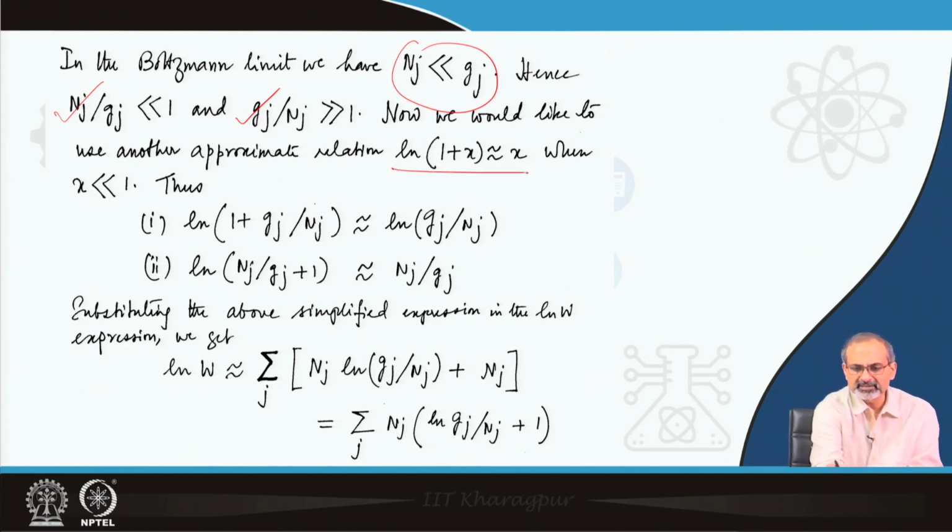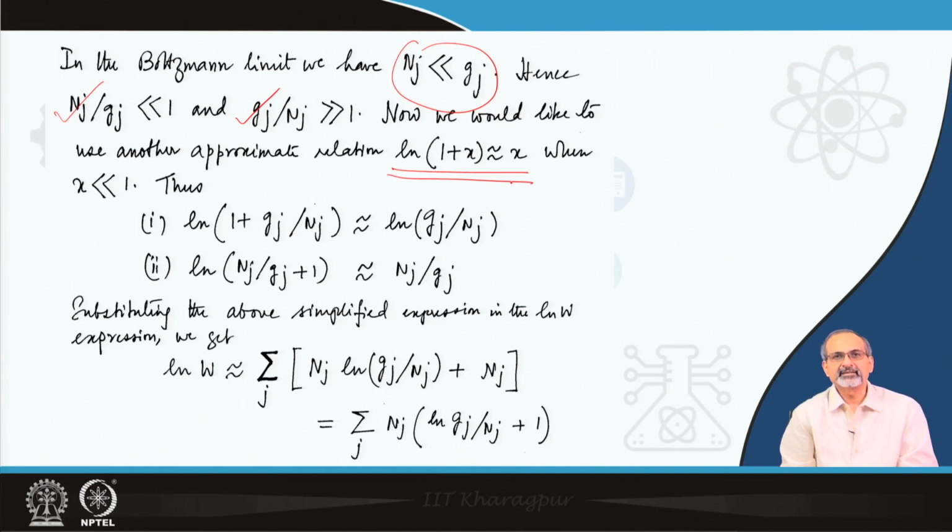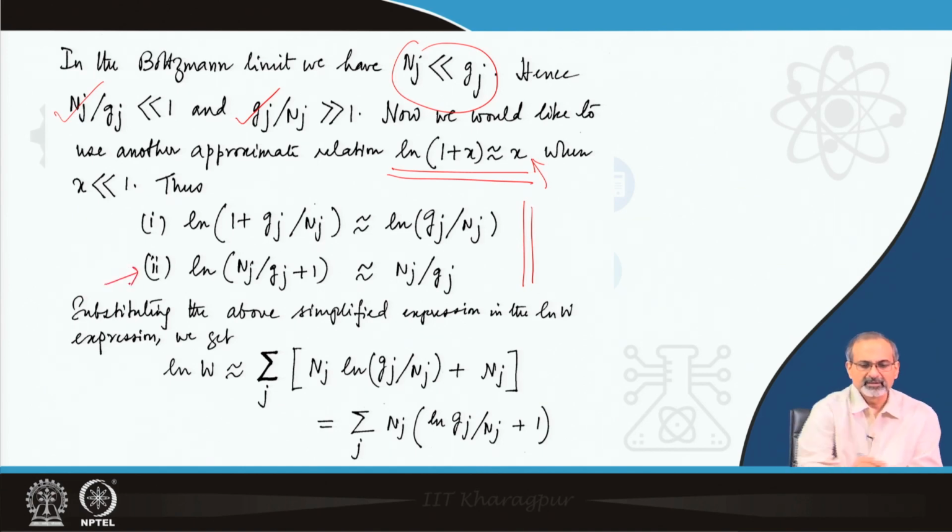Another approximate relation is necessary here: when you have an expression for log of 1 plus x, where x is a very small number compared to 1, then we can approximate it to x itself. Therefore, if we plug in all these facts, the natural log of 1 plus G_j by N_j is approximately the natural log of G_j by N_j. Again, the second simplification is this, which is arising out of this fact.